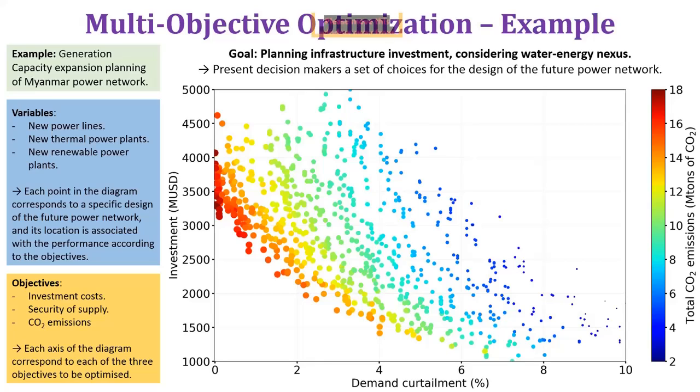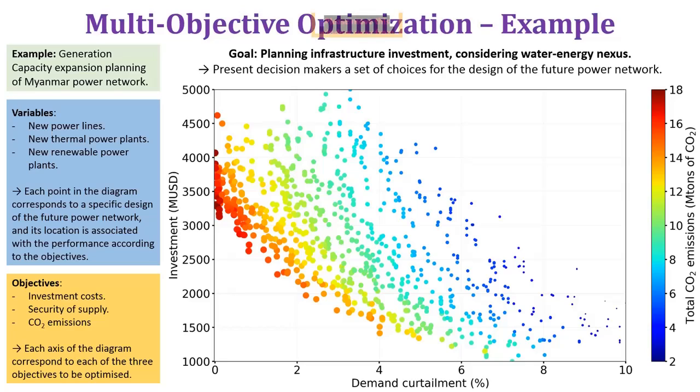It should be clarified that this is an ongoing study. So here we show an example generated with simulated data. When the model is running, we expect to have a similar profile for the Pareto frontier, showing the solutions that simultaneously optimize the three objectives. So this is a three-dimensional diagram shown in a two-dimensional scheme. We can see the trade-off between these conflicting objectives.